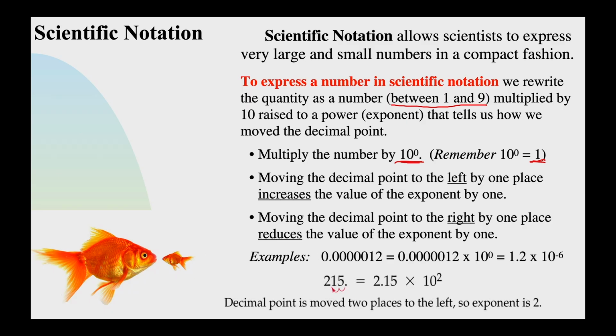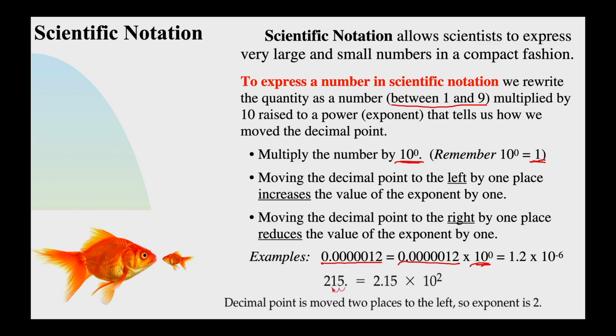Here's two examples. Here's a big number, and here's a small one: 0.000012. And that would be a number that would be pretty annoying. We can write that, though, as 0.000012 times 10 to the 0, which is 1.